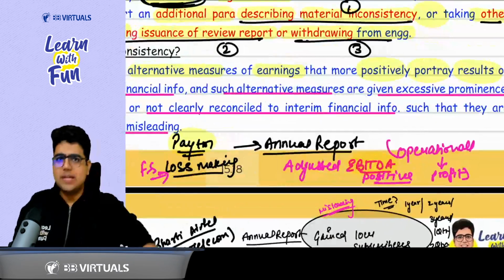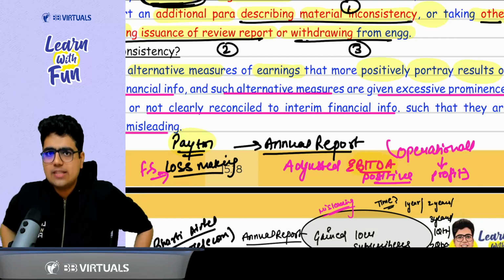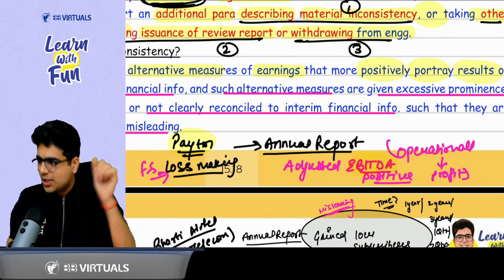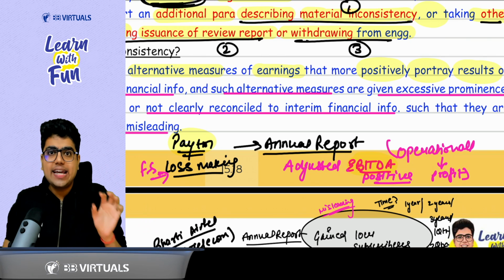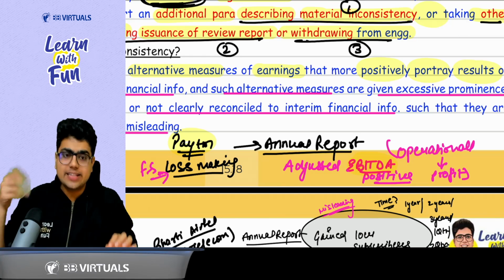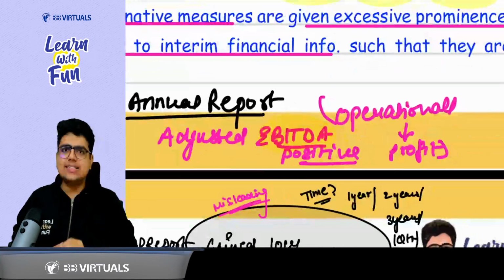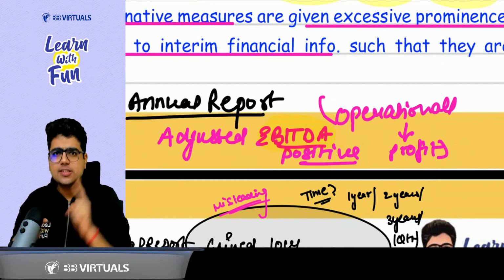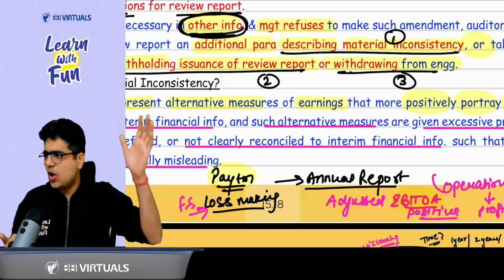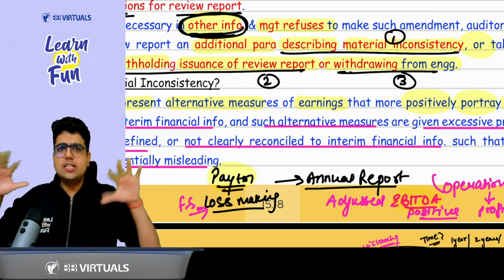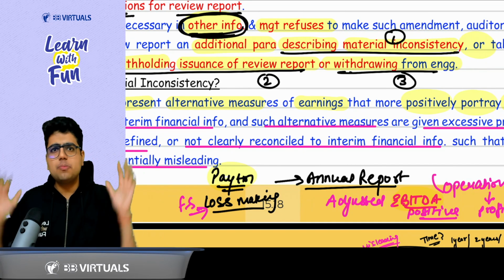Let's say there is a loss-making entity called Paytm. Now this loss-making entity in the P&L, you can directly see it is making a loss. But in the annual report, they have added a figure of adjusted EBITDA. What is the adjusted EBITDA? Earnings before interest, tax, depreciation and amortization. This is called an alternate measure of earning. Now this is showing the company is having operational profits.